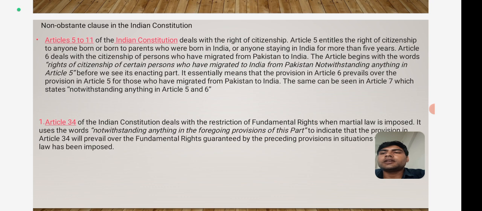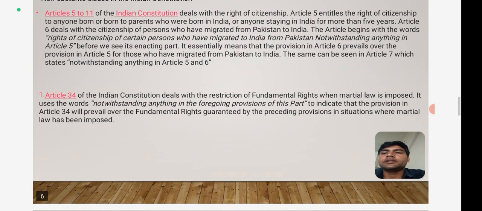Notwithstanding in Article 5, before we see its enacting part, it essentially means the provision in Article 6 prevails over the provision of Article 5. For those who have migrated from Pakistan to India, the same can be seen in Article 7, which states notwithstanding anything in Article 5 and 6.